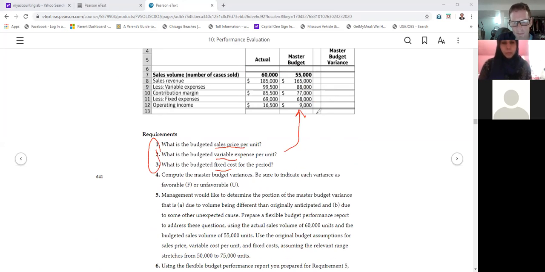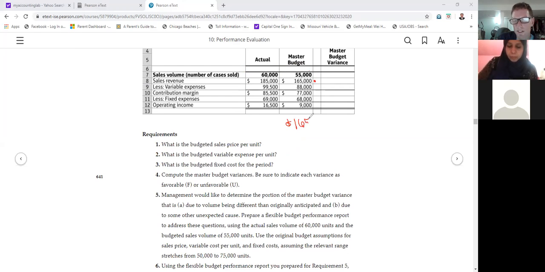So, for example, if we wanted to figure out the sales price per unit, and this is the budget, notice they gave us in this whole spreadsheet up here, these are all totals. Nothing is in per unit format. So if we wanted to figure out our sales revenue per unit, wouldn't we just take 165 and divide that by the 55,000 units? Does that make sense to everybody?